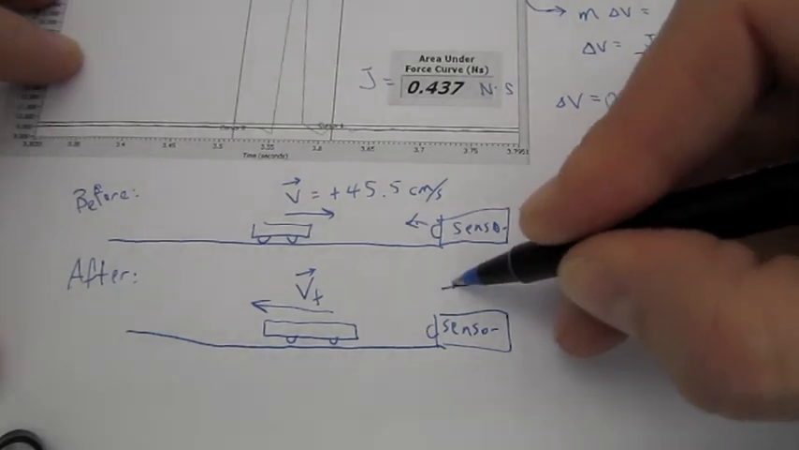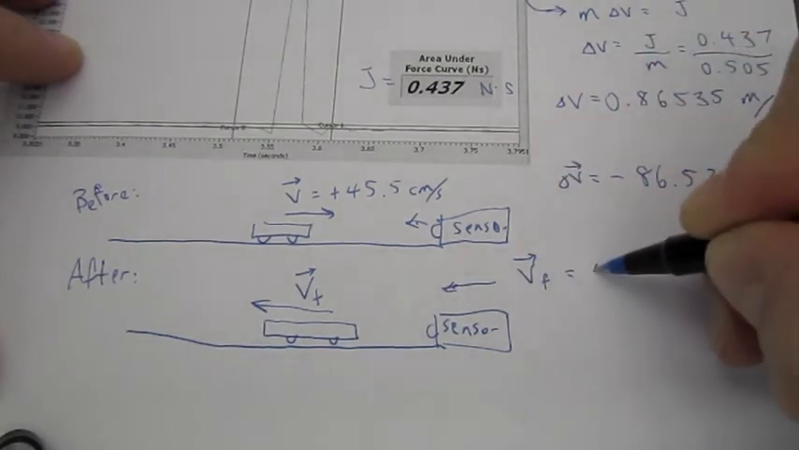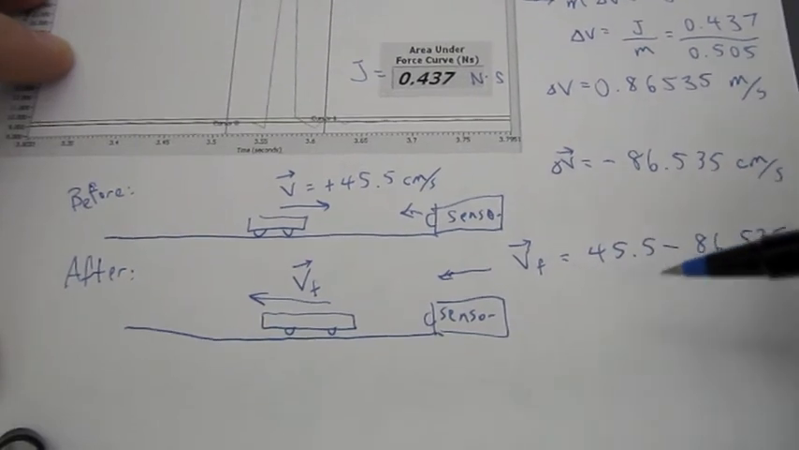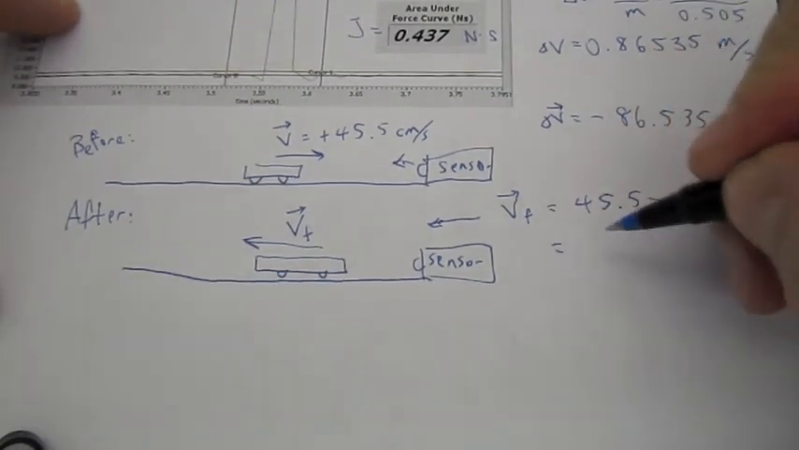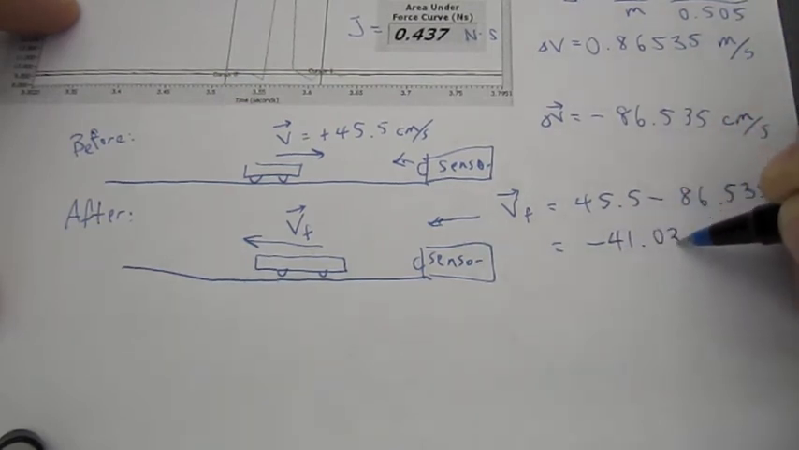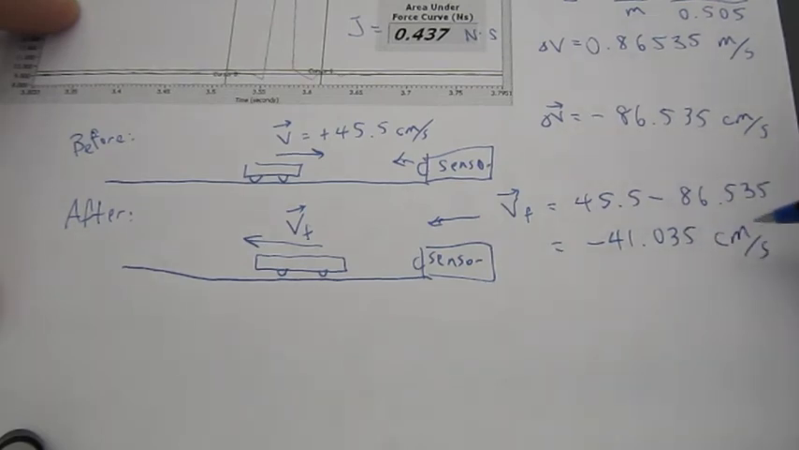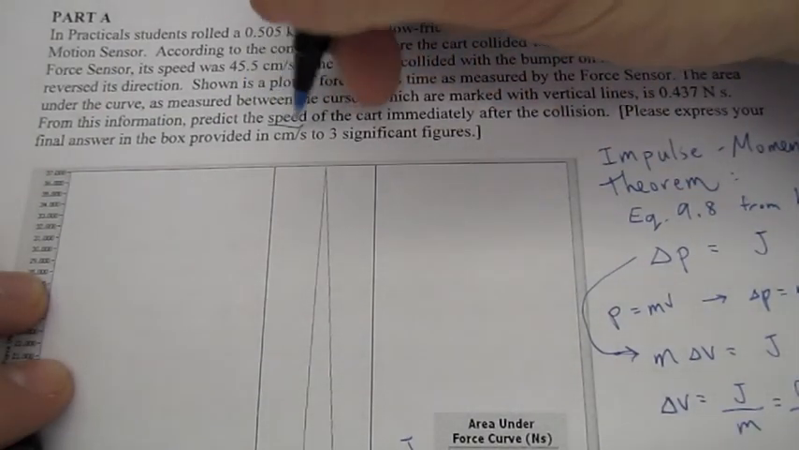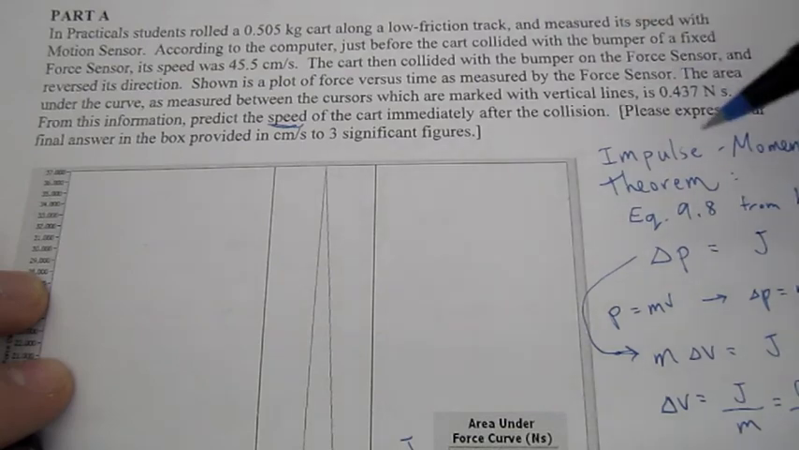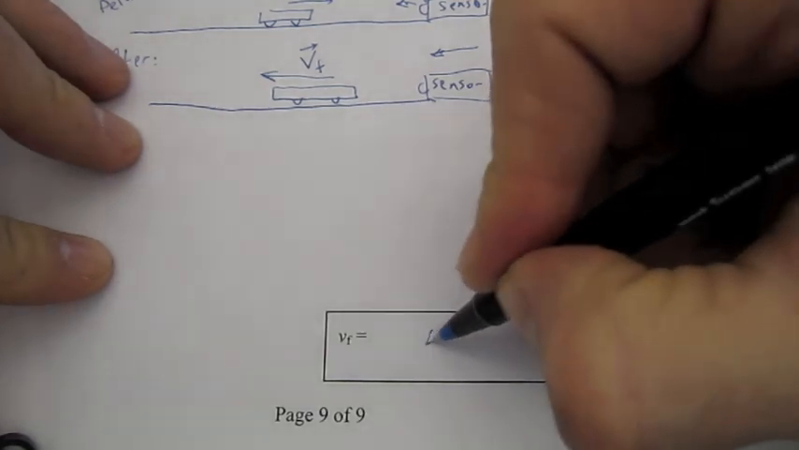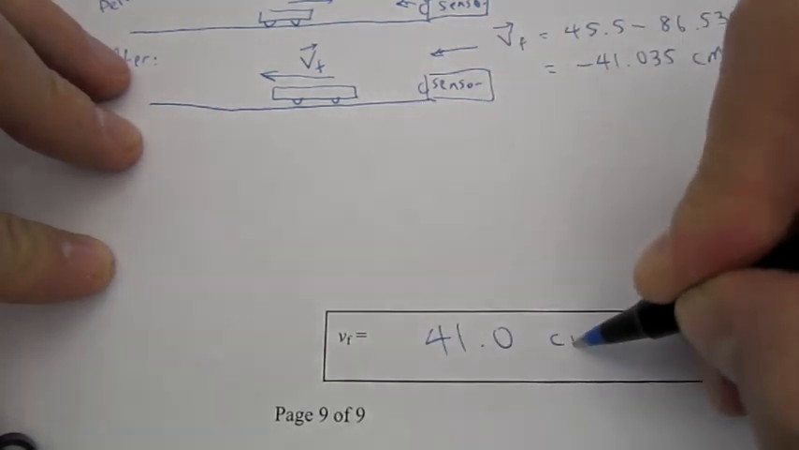So the V final is going to be 45.5 minus 86.535. It's the initial plus the delta, and that equals negative 41.035 centimeters per second. And it actually asks for the speed of the cart immediately after the collision, which is always positive, and it asks for 3 significant digits. So taking the absolute magnitude of that, I get 41.0 centimeters per second.